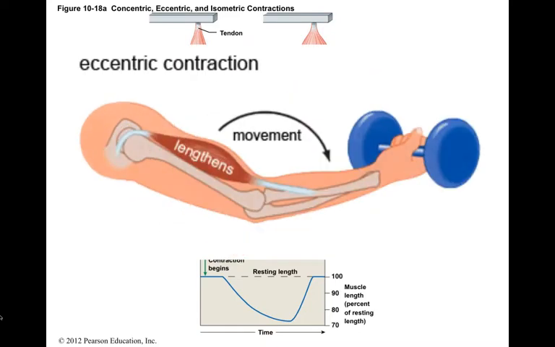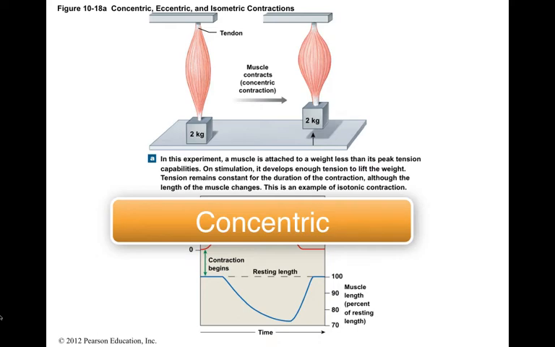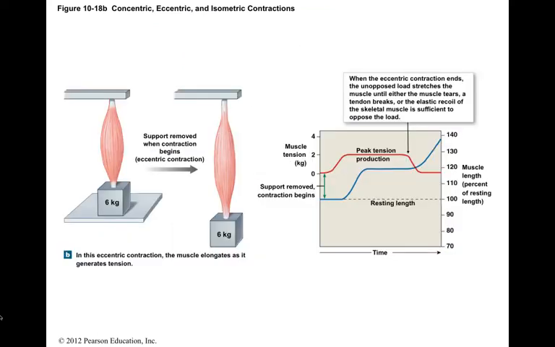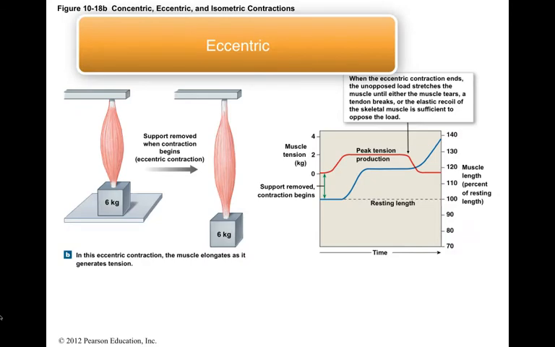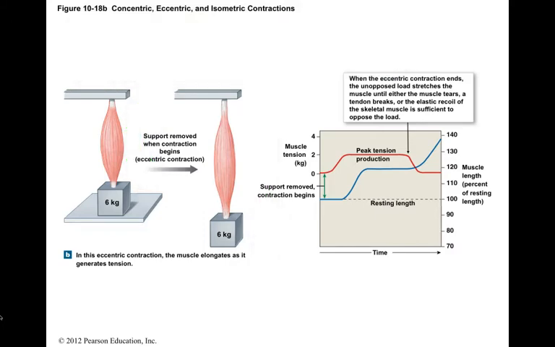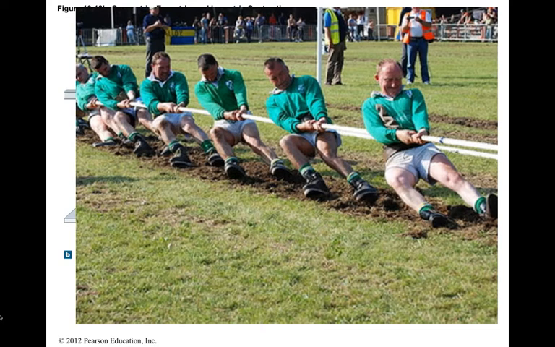In a concentric contraction, the muscle tension exceeds the load and the muscle shortens. In an eccentric contraction, the peak tension developed is less than the load and the muscle elongates due to the contraction of another muscle or the pull of gravity. Think of a tug-of-war team trying to stop a moving car. Although everyone pulls as hard as they can, the rope slips through their fingers.